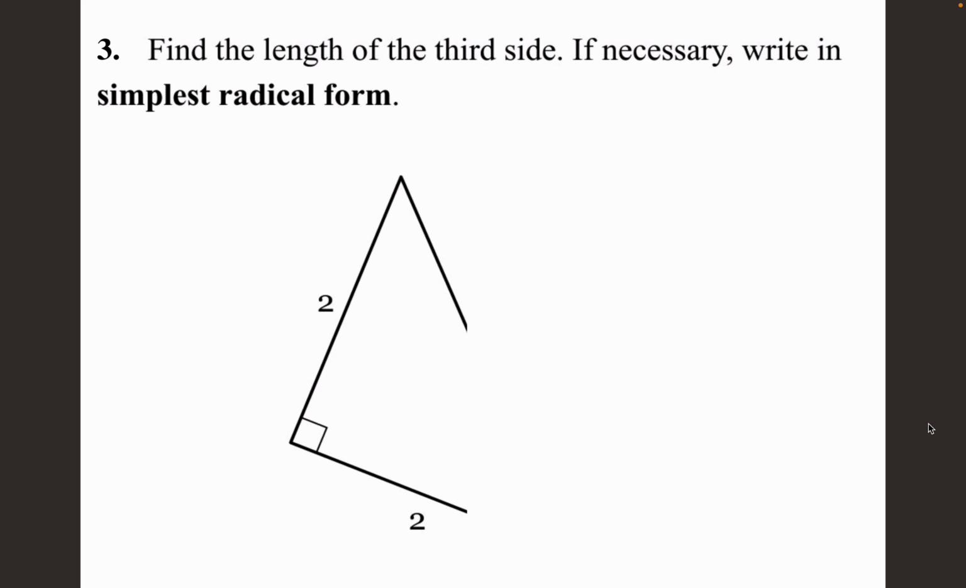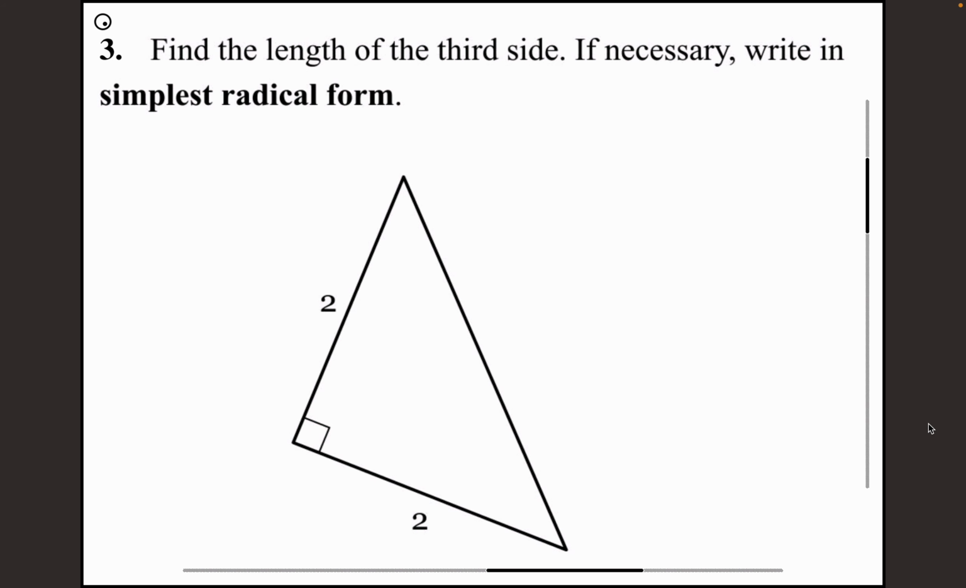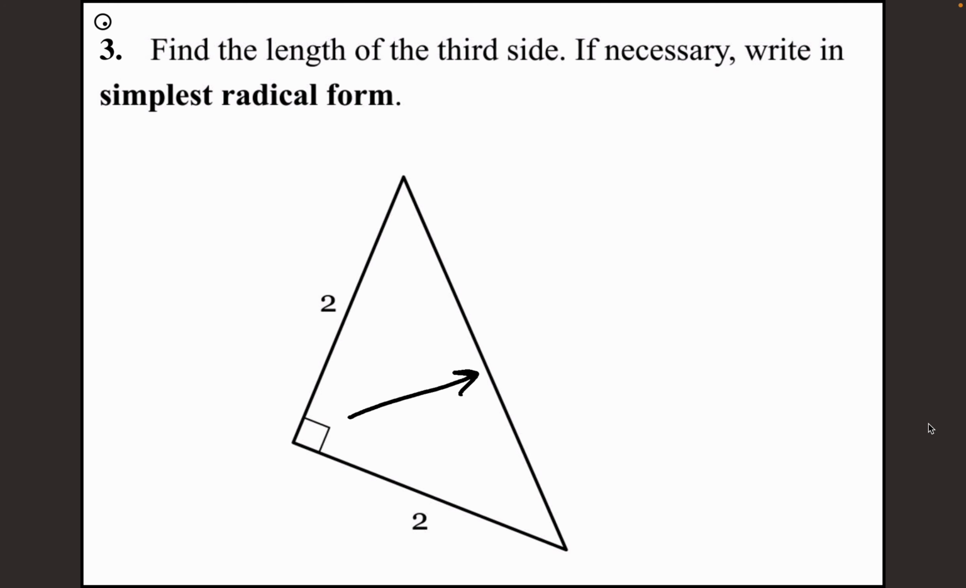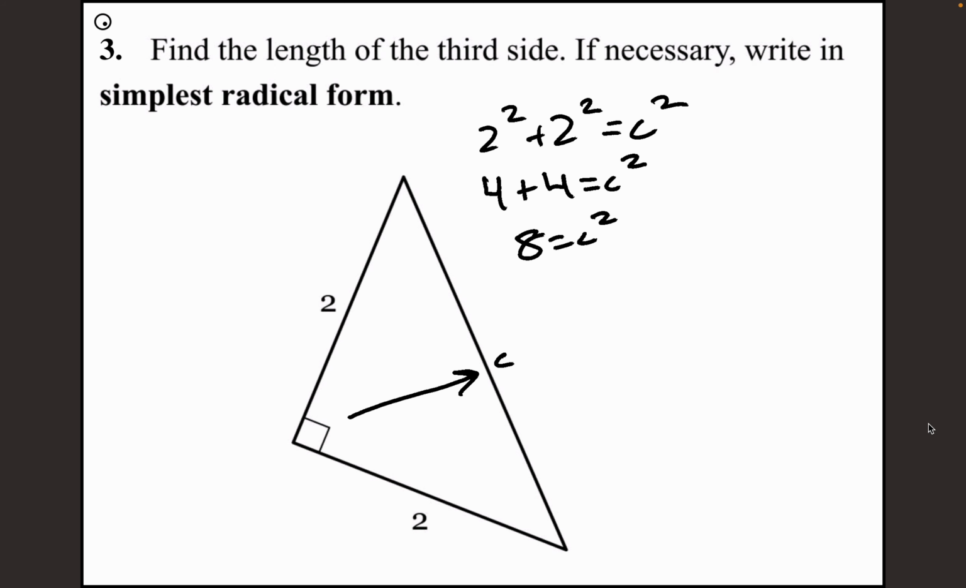Let's look at this one. We need to find the length of the third side. Again, lucky us, we need to find the hypotenuse again. So this is going to look just like the other ones. I have my 2 legs, so I'm going to do 2 squared plus 2 squared equals C squared. Now we need to simplify. 2 squared is 4, right? And 2 squared again is 4, equals C squared. Now I have 4 plus 4, which is 8, equals C squared. Now I need to square root both sides to get rid of that squared.